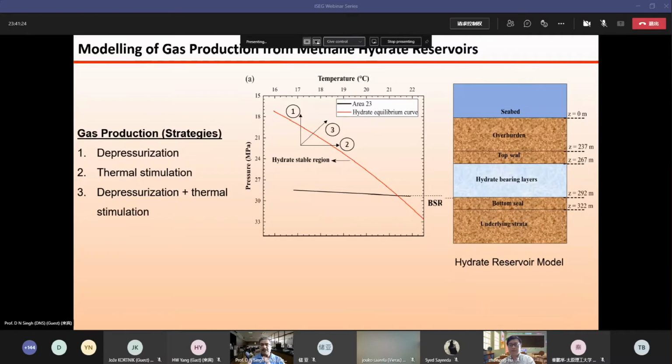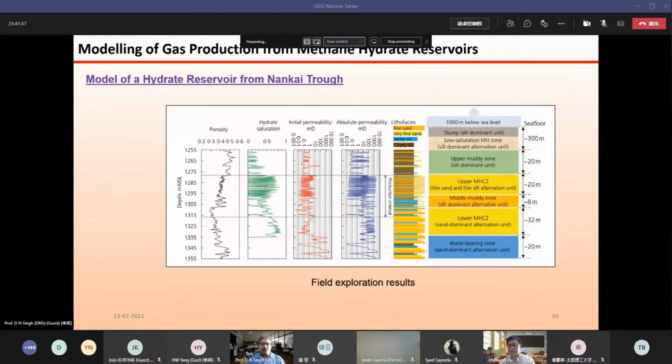And this is the hydrate reservoir model which we have considered, where you have the seabed, overburden, top seal, bottom seal, and in between the hydrate bearing layers are entangled and followed by the underlying strata. Very quickly, I'll show you some results in which we were collaborating with our colleagues from China and Japan, and we have modeled the hydrate reservoirs from Nankai trough. Porosity logs, hydrate saturation logs, initial permeability logs and absolute permeability logs have been created, and we know the properties of the sub layers present in the entire system.